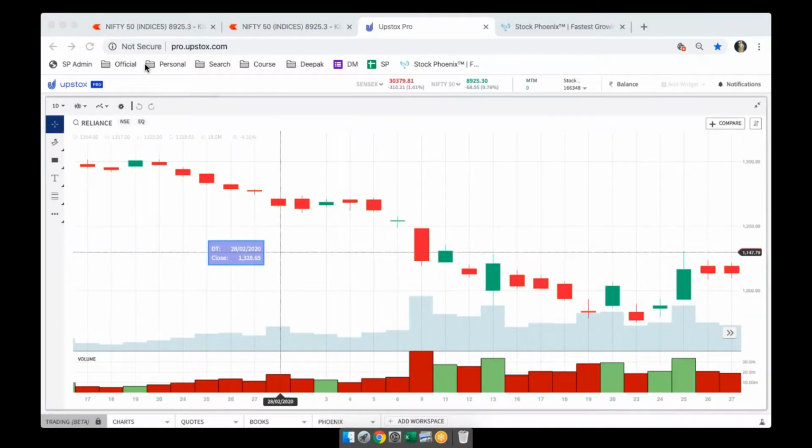5% is not on a closing basis. Forget about closing basis. At the current market price, if the stop loss is hit by 5%, you will close the trade.